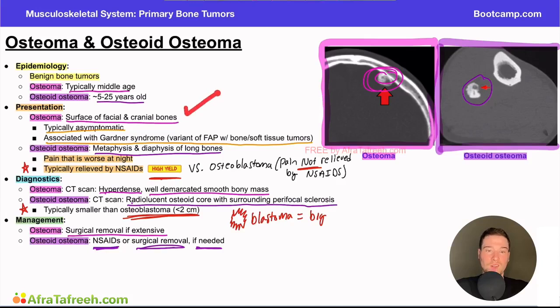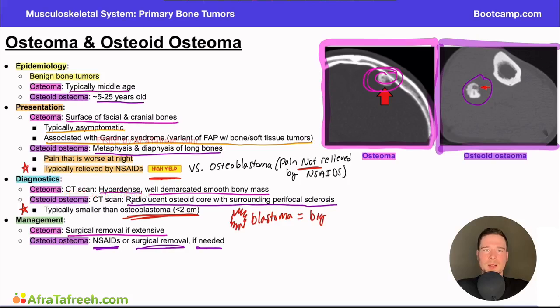We have the presentation, which is different. The osteoma is typically in the facial or cranial bones. Key association here with FAP, which we call Gardner syndrome, if they have the combination of FAP, the colonic polyps, with the bone and soft tissue tumor findings. Contrast osteoma's facial and cranial involvement with osteoid osteoma's metaphyseal or long bone involvement. Again, different locations to differentiate these tumors. When we think about the diagnostics here, right, the osteoma is going to have that hyperdense, well demarcated, smooth area, versus the osteoid osteoma is going to have the radiolucent osteoid core with the surrounding sclerosis, or the white area, the hyperintensity on imaging findings.